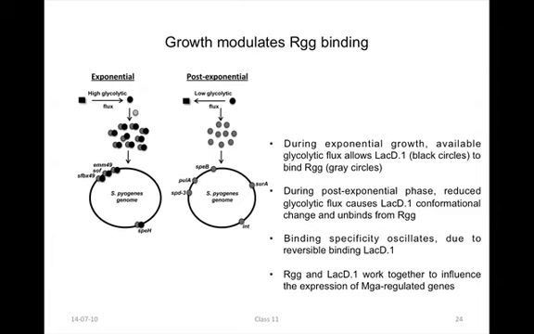So if there's RGG and LAC-D, and both of them are there in high glycolytic flux, then they dimerize, or they bind the same sites as a dimer. But when RGG is not there, the LAC-D will bind to other promoter locations and regulate something else. Yeah, I guess related to that. That's cool.